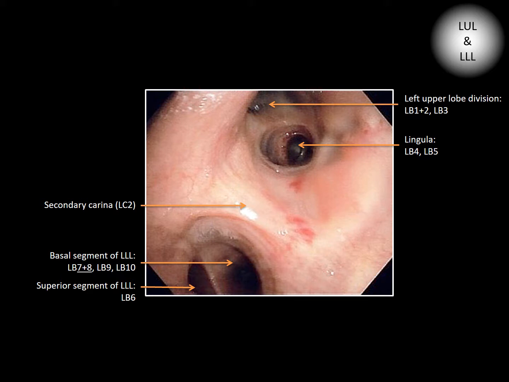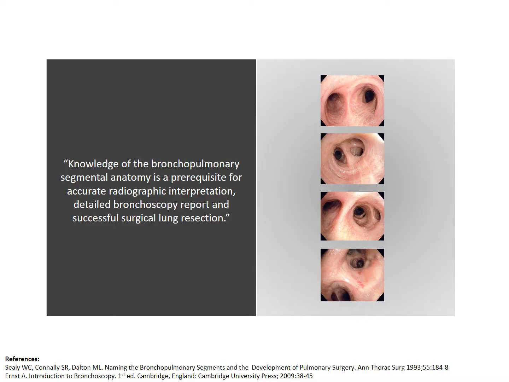The left lower lobe bronchus divides into LB6, which is the superior segment, LB7 and 8, which is the anteromedial segment, LB9, which is the lateral basal segment, and LB10, that is the posterior segment. The anterior and the medial segment were noted to arise from a single bronchus, thus given the combined name of LB7 and 8. This concludes our video.